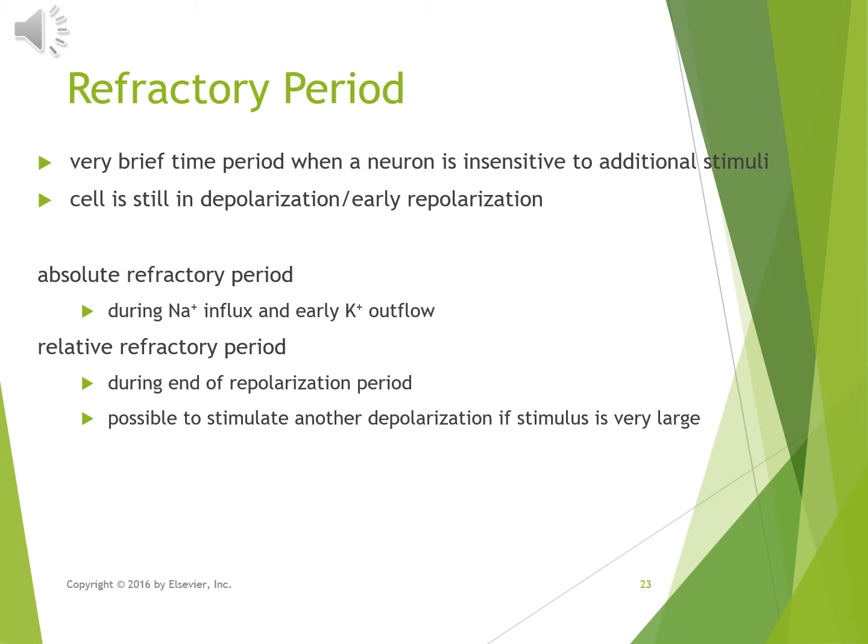The refractory period is a very brief time period when a neuron is insensitive to additional stimuli. So this depolarization and repolarization of a cell is literally happening in seconds. But right in between the depolarization and repolarization, there is a time period where the neuron is not able to take on any more work because it is busy with the depolarization and repolarization. So that is what the refractory period is. Just think of it as the neuron is busy trying to do all this work and it just can't take on any more work.